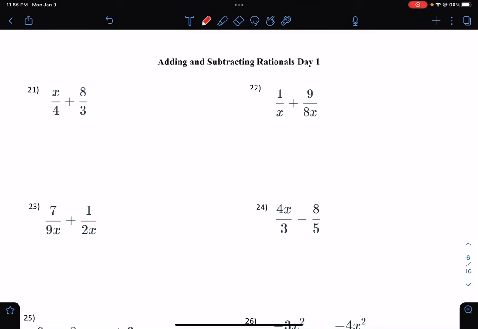Hello, Math 3 students. So today we're going to go over adding and subtracting rational expressions. Basically, rational expressions are expressions that are fractions. They have to be some sort of fractional form. So you kind of have to think back to how you add and subtract fractions, okay?